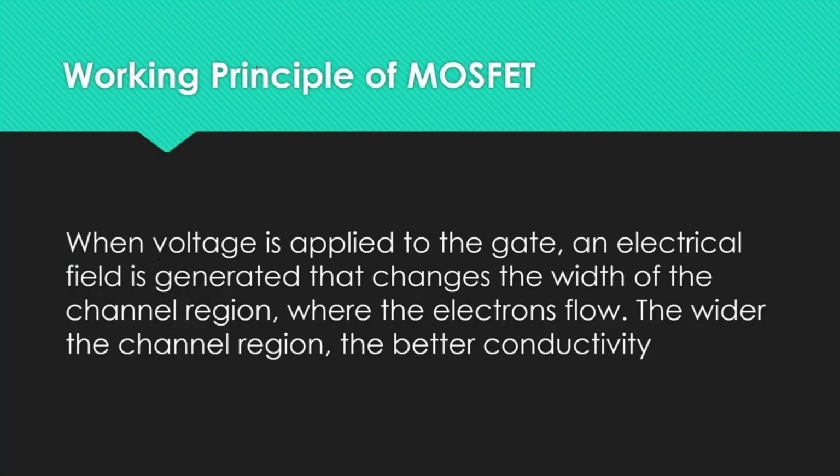Now we discuss the working principle of MOSFET. When voltage is applied to the gate terminal, an electric field is generated that changes the width of the channel region. The wider the channel region, the better the conductivity between the drain and source terminals. As we increase the voltage of the gate terminal, the drain current also increases, and when we decrease the gate voltage, the drain current decreases and the conductivity between source and drain decreases.